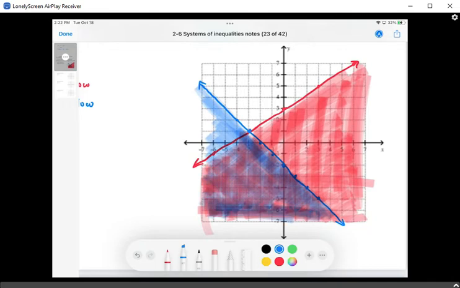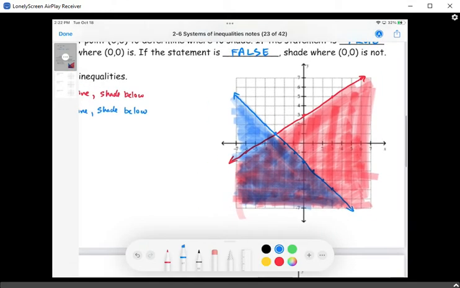Let's talk about why we're shading this. The reason that we're shading this is because inequalities work a little bit differently than equations. A lot of times when we solve an equation, you end up with x equals one single number, like x equals 1. That is all. 1 is the only answer.